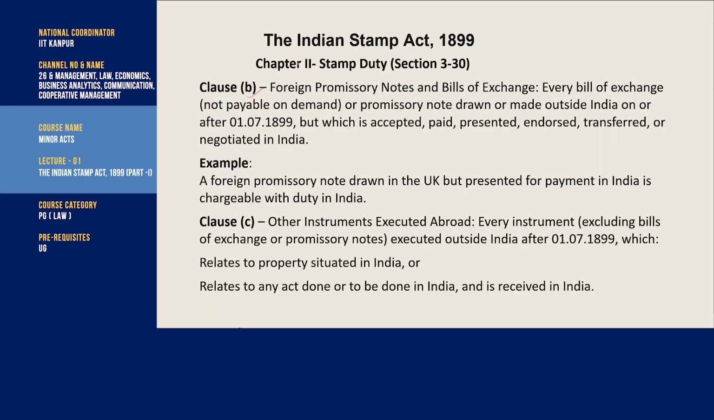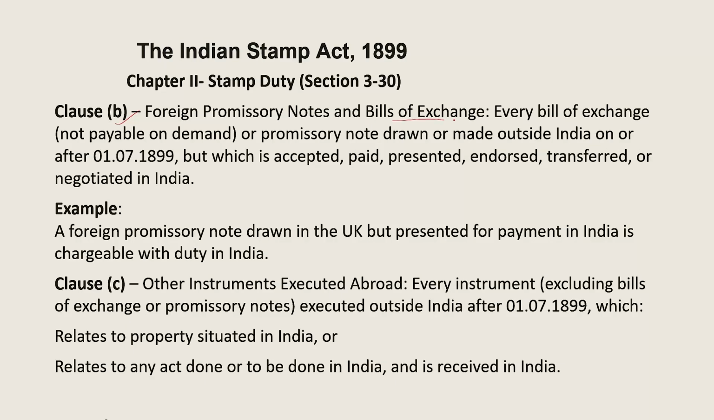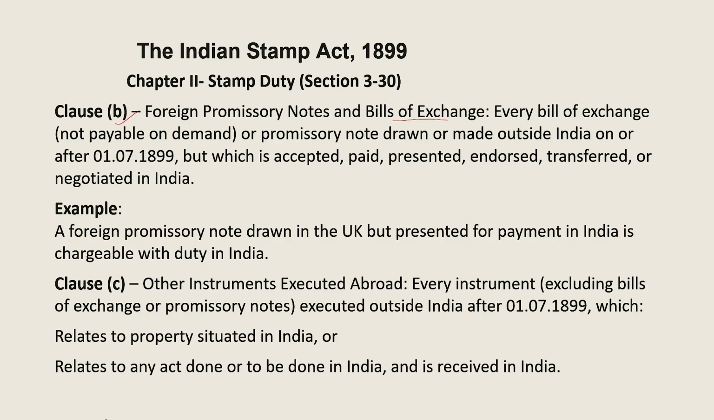Clause B says foreign promissory note or bill of exchange. So every bill of exchange or promissory note drawn or made outside India on or after 1st of July 1899, but which is accepted, paid, presented, endorsed, transferred or negotiated in India, will be eligible for the stamp duty. Let us take one example. A foreign promissory note drawn in the UK, but presented for payment in India. Now this is chargeable with duty in India.